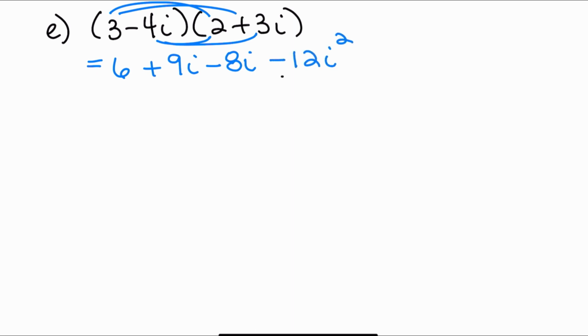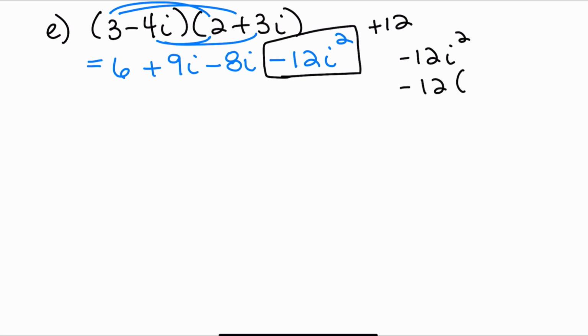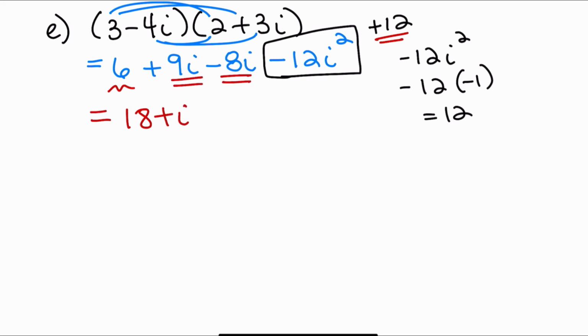So hopefully you start to realize this is technically just positive 12 because negative 12i squared is negative 12 times negative 1, which is positive 12. So when I combine like terms, I'm going to have 6 plus 12, which is 18, and then 9i minus 8i is positive i. So the answer is 18 plus i.